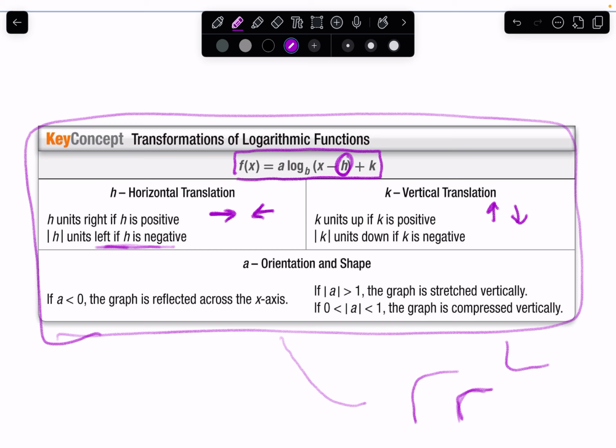The other thing with a is if this value is negative, so if I have a negative a, that reflects your graph. So if my original graph looks like this and it ends up being negative, it's then going to reflect down across the x-axis. So that's what all of the pieces of your graph do before we get into the examples.